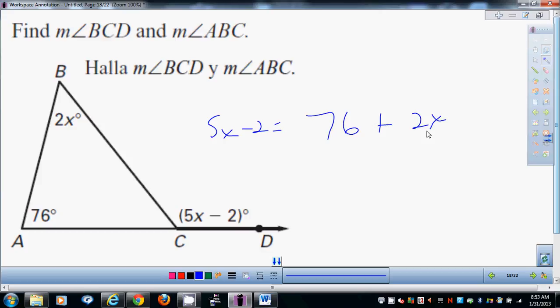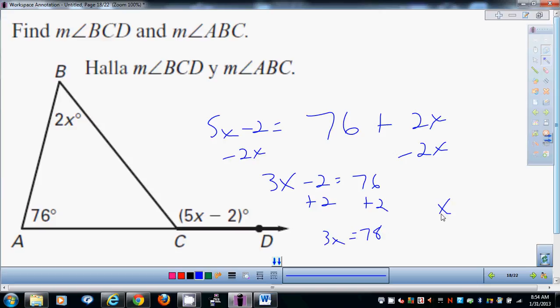So solve. We're going to subtract the 2x from both sides. 5x minus 2x is 3x. Minus 2 equals 76. Add the 2. Divide by the 3. Very good. 26 divided by 3. Am I done?